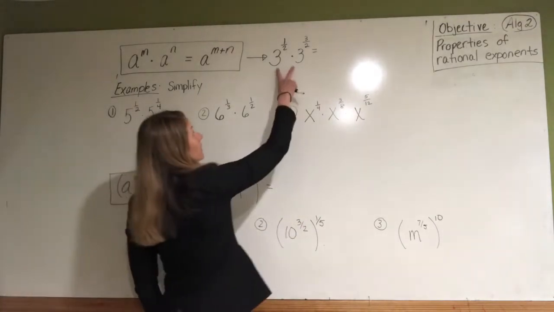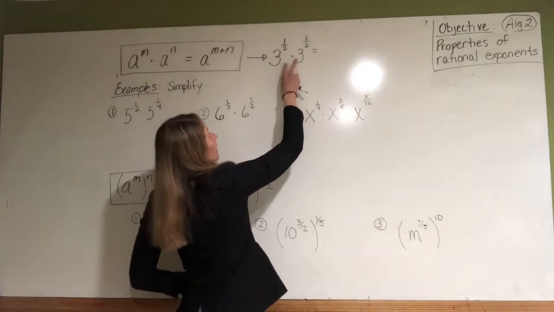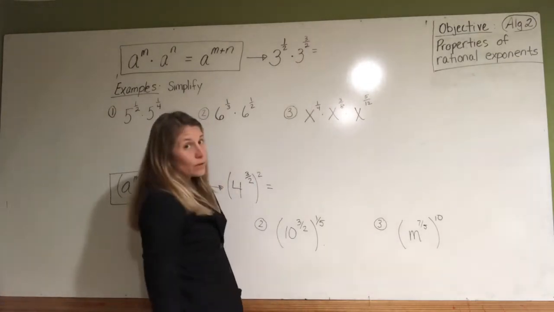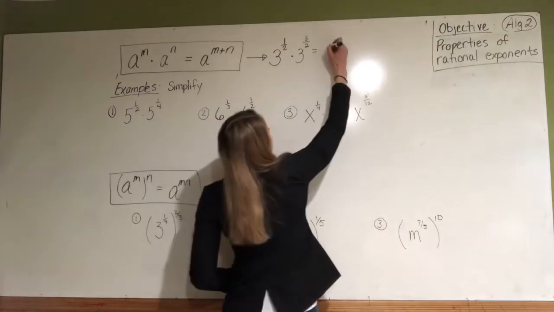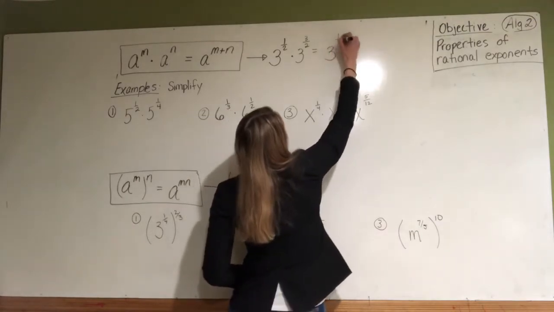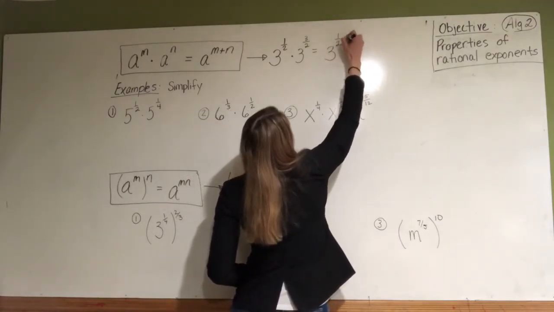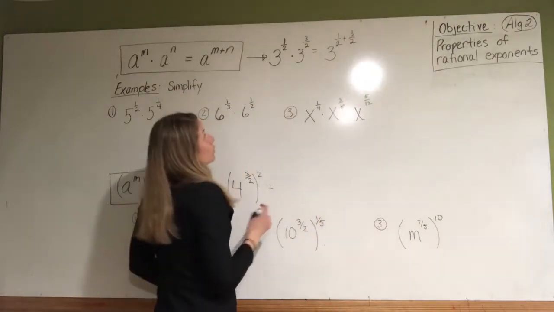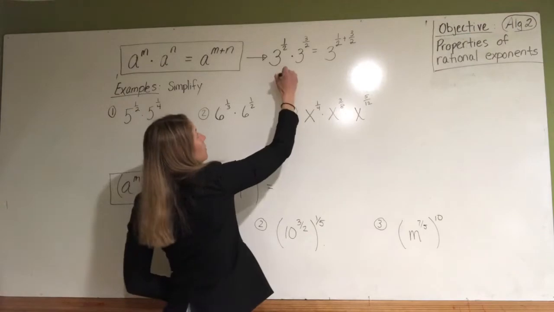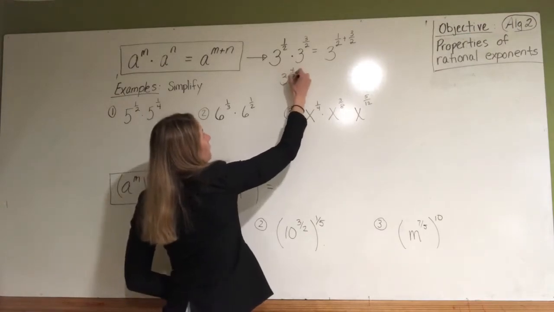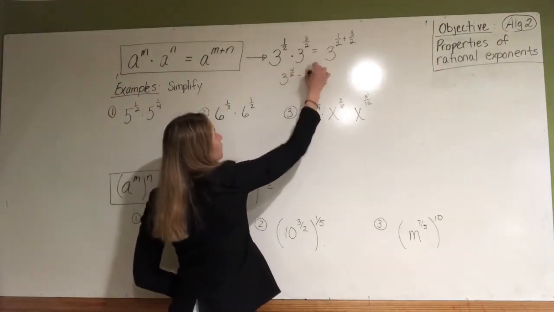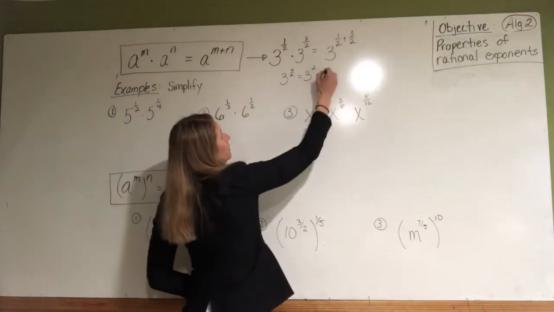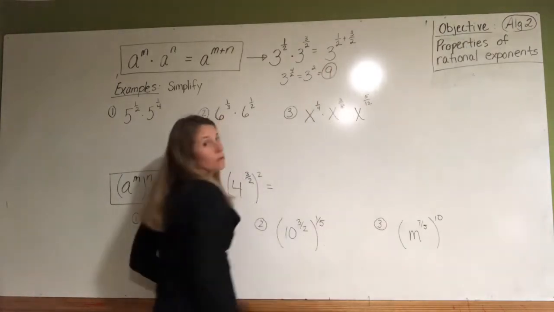So if I have two base numbers that are the same and they're being multiplied, then each of those exponents can be added together. So this will basically become 3 to the 1/2 plus 3/2, which when you add up those two fractions, you get 4/2, which of course simplifies to 2, and then that can further be solved all the way to 9.